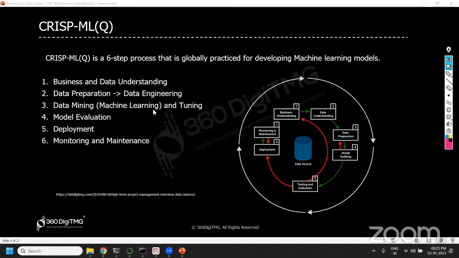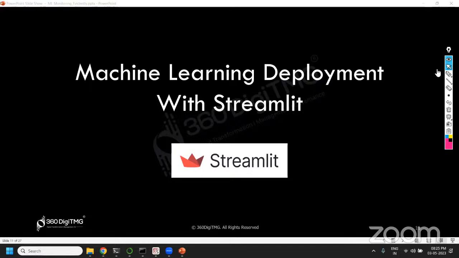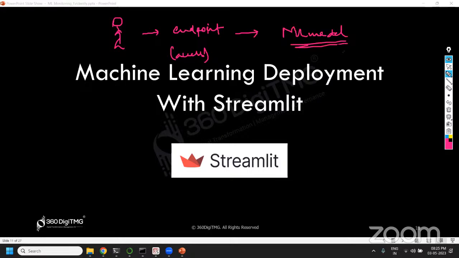So when we talk about deployment, deployment talks about providing the end users some endpoint, or you can say access to your machine learning model. We are not talking about code. We are talking about the end user's experience using this particular machine learning model. So the end user expects a UI, user interface.